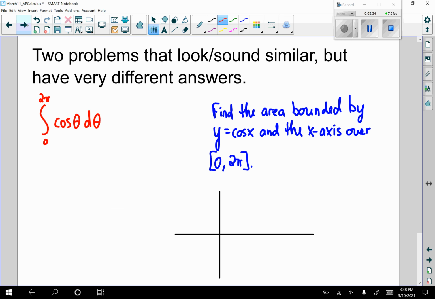All right, so let's take a look at another similar example. Again, these are two problems that look and sound similar, and one could be used to help answer the other or vice versa, but the answers are very different. All right, so first we're going to look at this integral. We want to evaluate the integral from 0 to 2 pi of cosine theta d theta. So pause the video, and based on what we looked at yesterday, go ahead and evaluate this integral.